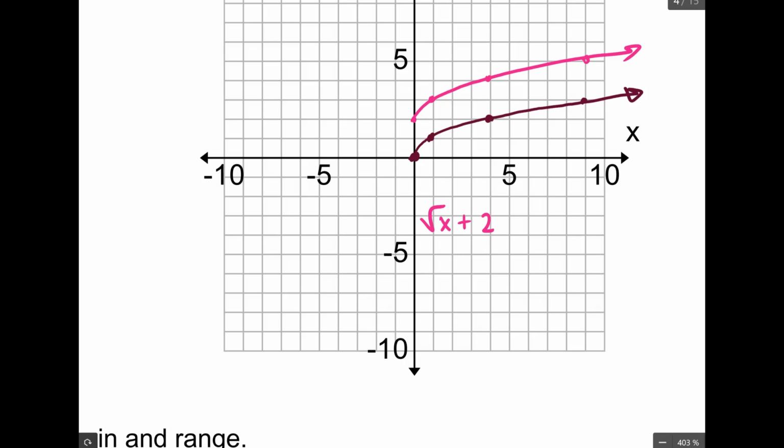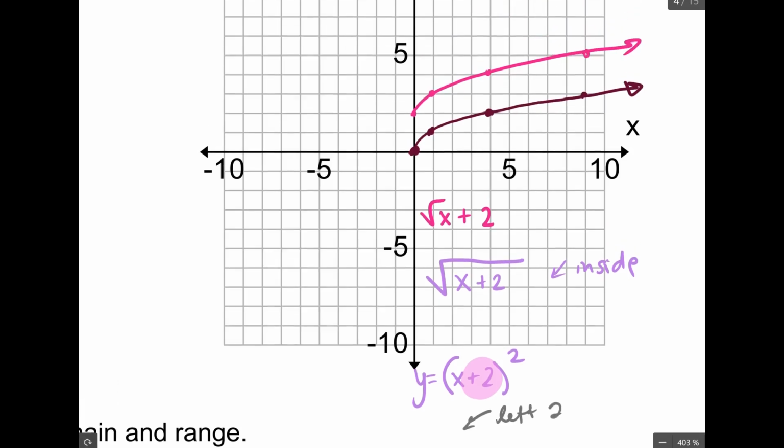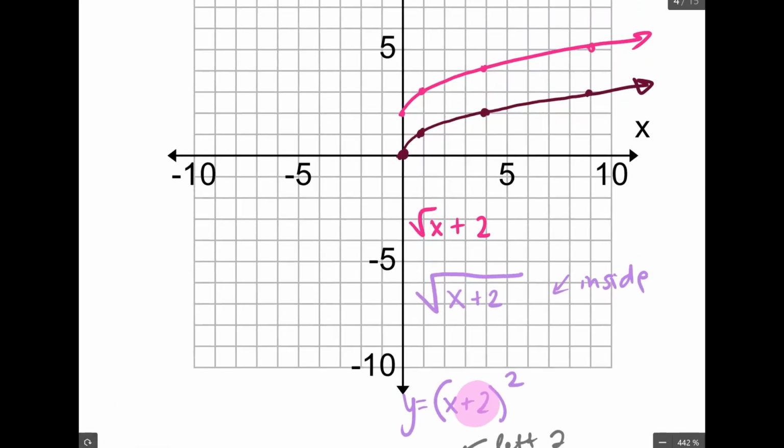If I wanted to move it to the left by 2, I would have to put it here: the square root of x plus 2. So notice inside versus outside of the square root. This is very similar to when we had y equals x plus 2 squared. It was this plus 2 right here that caused it to go the opposite way. It caused it to go left by 2. So this one in purple, normally it's x minus whatever number. Since there's a plus here, it's going to go the opposite direction of what we think.